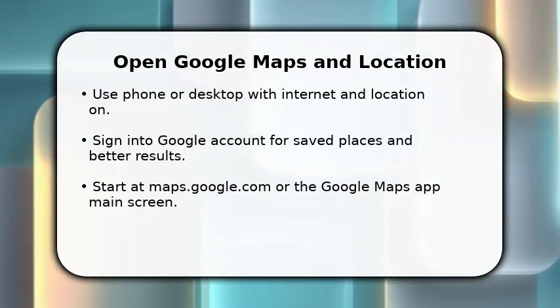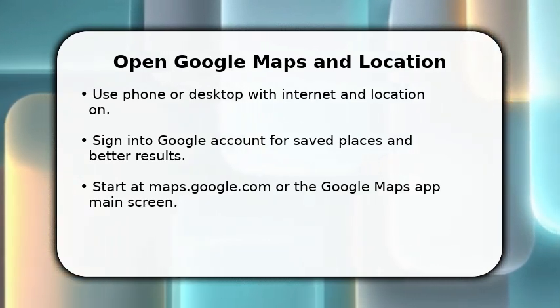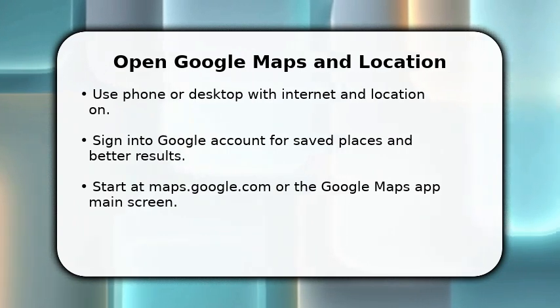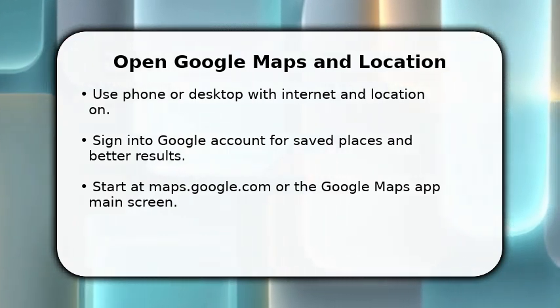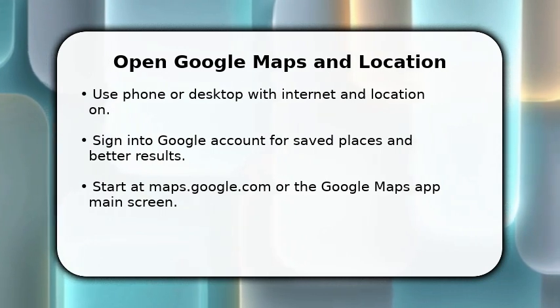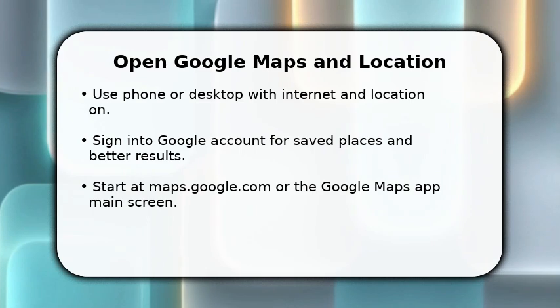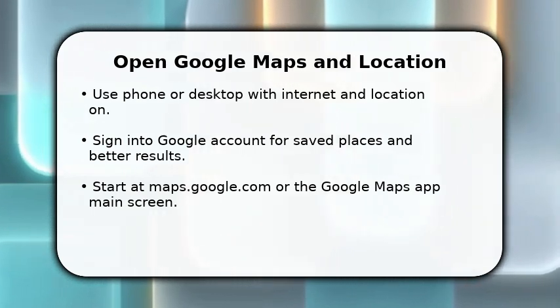You start by opening Google Maps and turning on location so the app centers on you immediately. Once done, make sure you're signed into your Google account for consistent settings. Tap the search bar or let the map load around your blue dot. This positions the map where traffic info is relevant. You do not need extra apps.